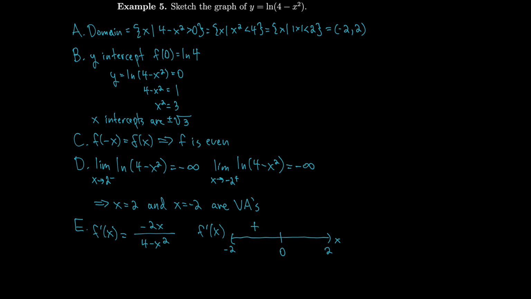If I look to the left, it looks like it's going to be positive because the negatives will cancel in the numerator. And if I look to the right, it should be negative. So that means it's going up and down. It's increasing, then decreasing, which means that by the first derivative test, f of 0, which is equal to ln 4, is the local maximum.